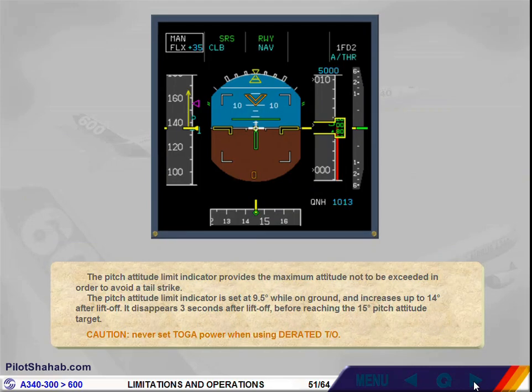The pitch attitude limit indicator provides the maximum attitude not to be exceeded in order to avoid a tail strike. It is set at 9.5 degrees while on ground and increases up to 14 degrees after liftoff. It disappears 3 seconds after liftoff before reaching the 15 degrees pitch attitude target. Caution: never set toga power when using derated takeoff.